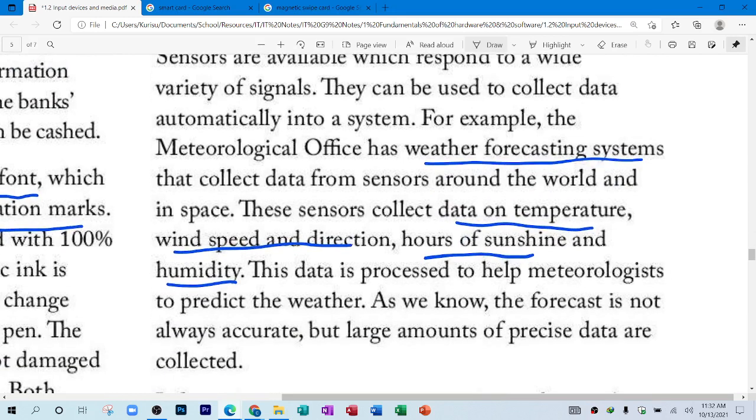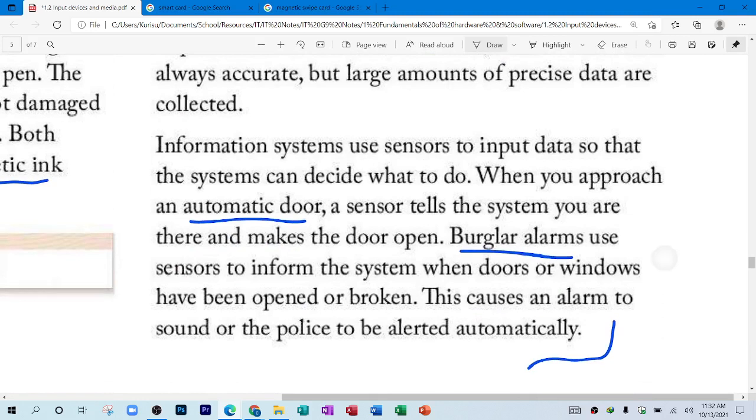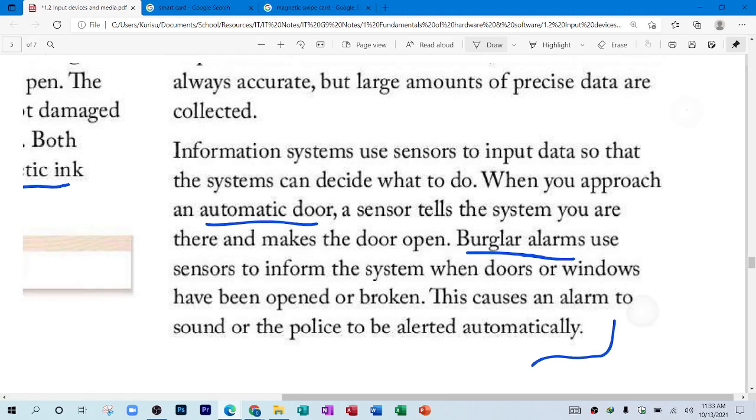Weather forecasting systems use sensors to collect data on the temperature, wind speed, direction, and so on to predict the weather. Doors use sensors to detect persons. Burglar systems use sensors to detect persons, to detect entry, and they would use that data either to send alerts or to call the police, whatever the case may be.